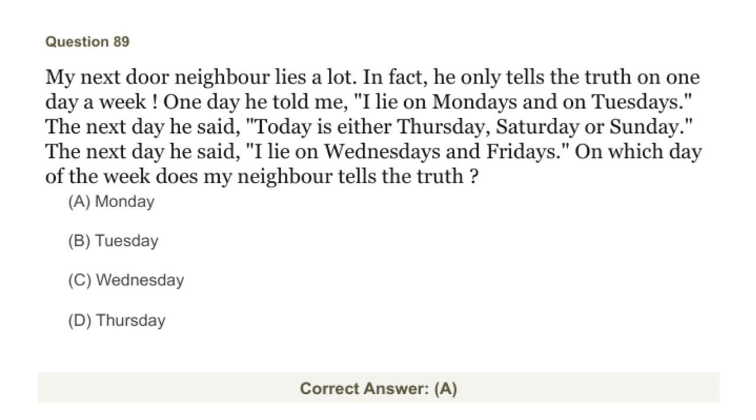The key is to identify which statement can be true, considering he only tells the truth once a week. So if today he says, "Today is either Thursday, Saturday, or Sunday," and he's telling the truth, then today must be one of those days. But we need to cross-check this with his other statements and the days he claims to lie or tell the truth. After working through the logic, the only day that fits all these conditions without contradiction is Monday.